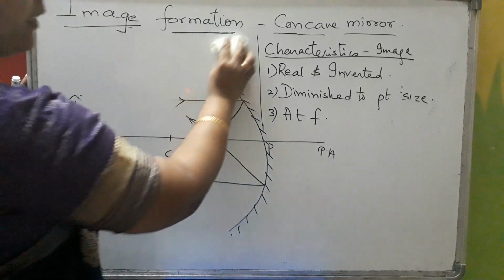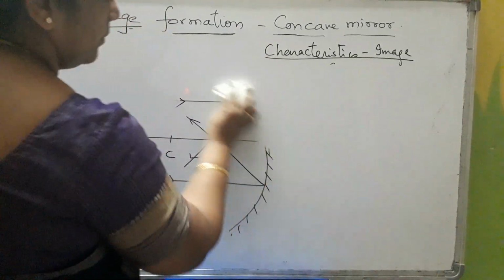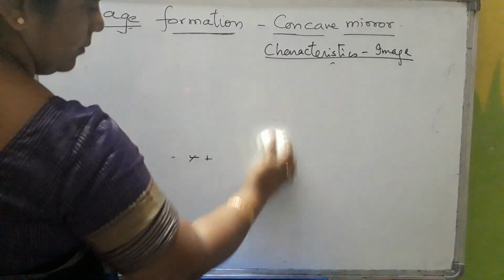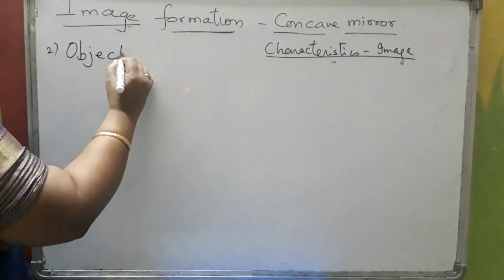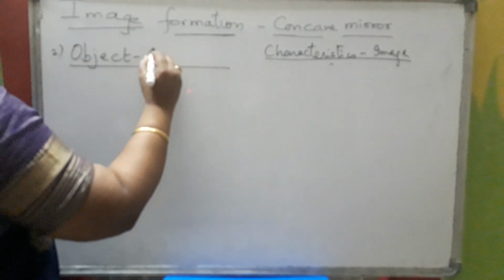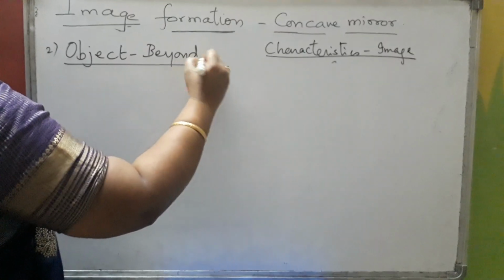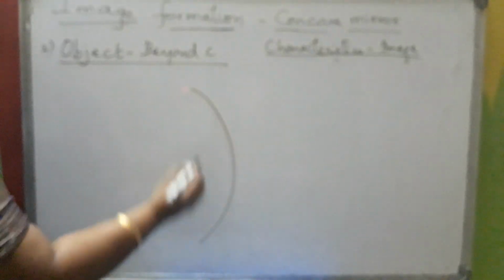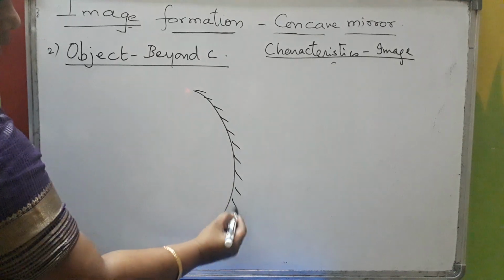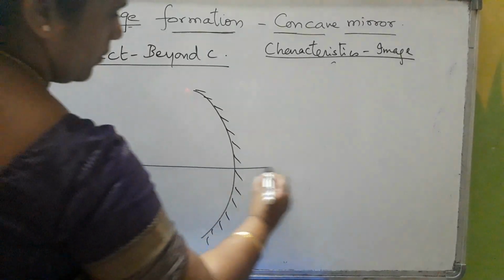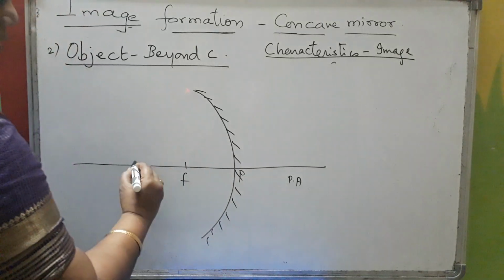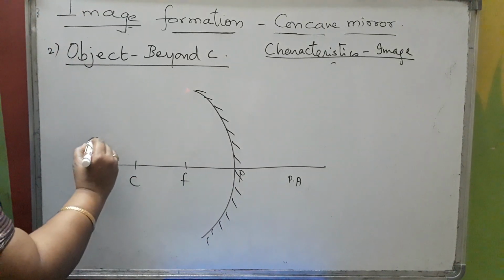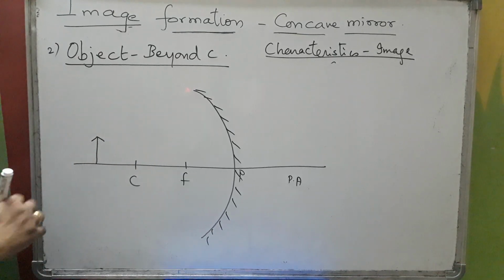Moving to the second ray diagram, where the object is placed beyond C. This is how it goes. Concave mirror, principal axis, pole, focus, C. Now I place the object beyond C.